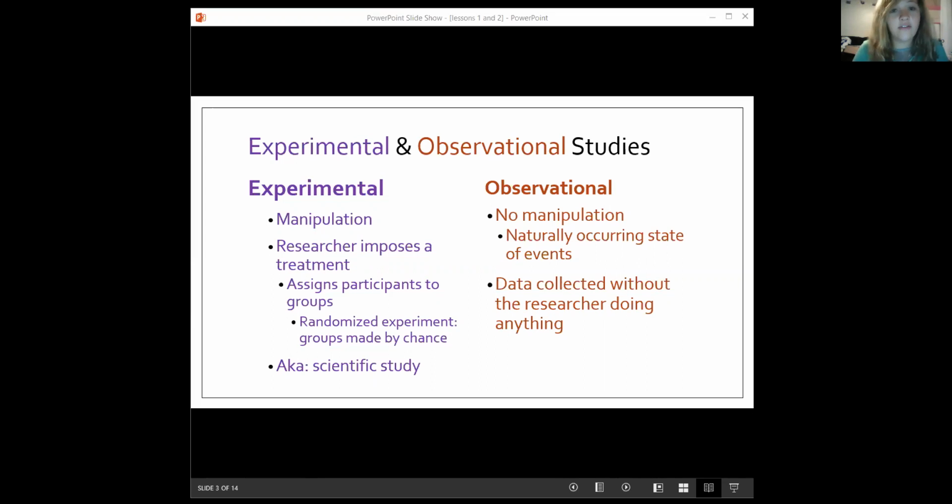This does run the risk, though, of confounding variables, because since you're not randomizing the different variables and your participants, there's a chance that there's some sort of bias going on. There's like a third variable that could be affecting your data. So in order to control for that, you do want to try to randomize your participants, and that's called a randomized experiment. So basically experimental studies, like I was saying, are the ones that are going to control for that.